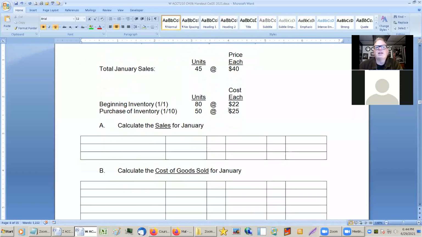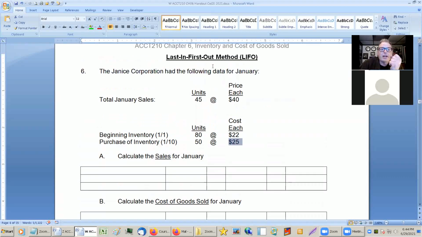So in other words, what we're saying here is that this $25 per unit is probably a more realistic number than the 22. What's this inventory worth that we sold? Well, 25 is the more accurate number. So that's why we use it. And again, just like, I'm sorry.